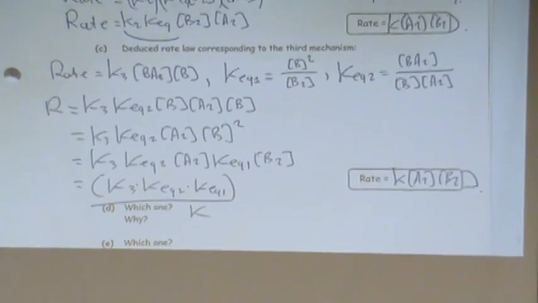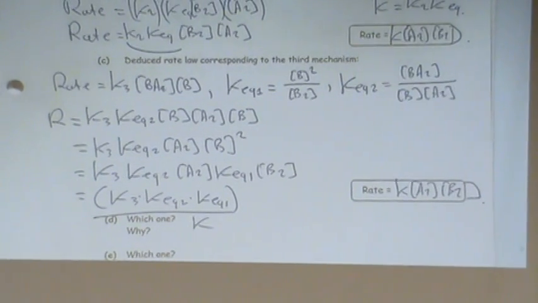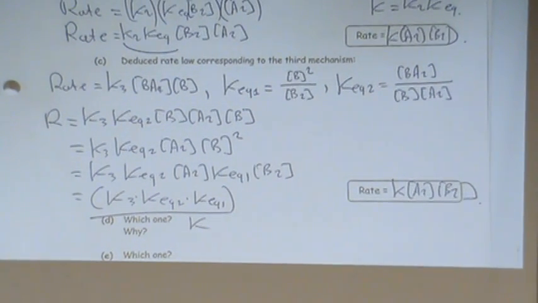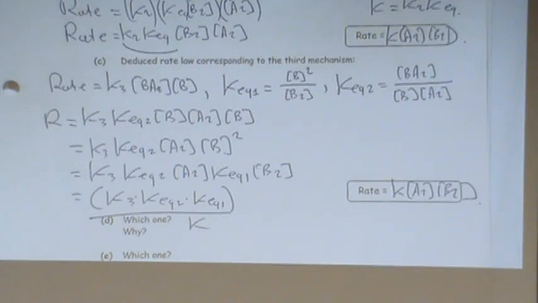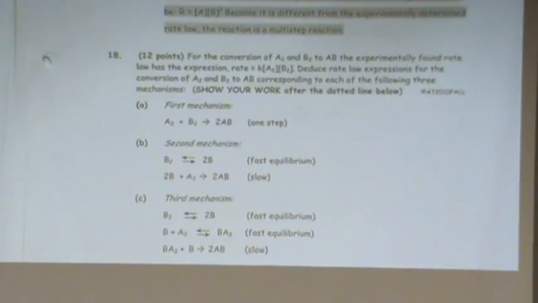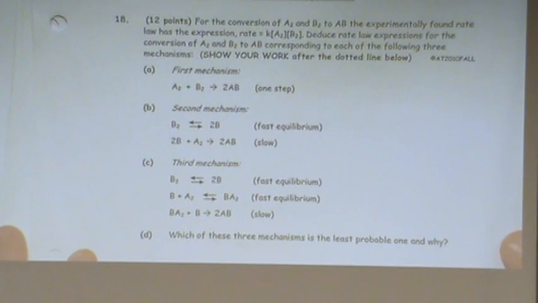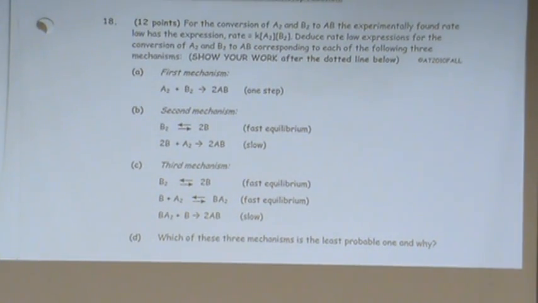Question D says, which of these three mechanisms is the least probable one and why? So you have to look at that. Here are the three mechanisms. Watch which one of these three mechanisms is the least probable and why? Which one? Wait a minute, first, second, and third, right? Okay, so the second one is the most improbable, the least probable.